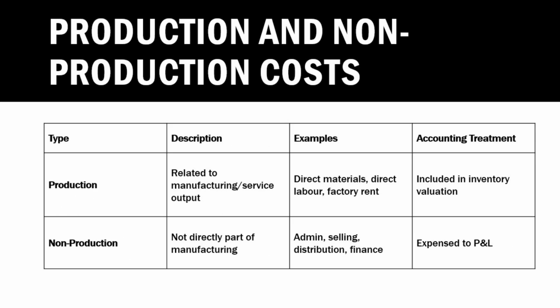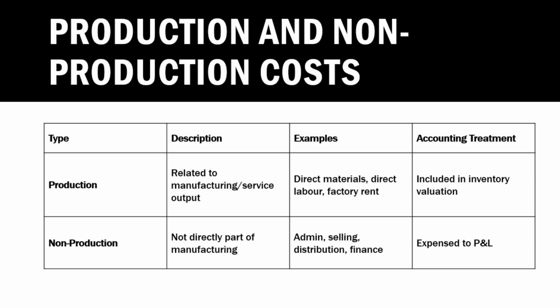Next, production and non-production costs. Let's compare the two key categories of cost. Production costs are costs that relate directly to making the product or providing the core service. Examples include direct materials, direct labor, and factory rent. Accounting treatment. Production costs are included in the value of inventory. In other words, they sit on the balance sheet as part of cost of inventory until the goods are sold.